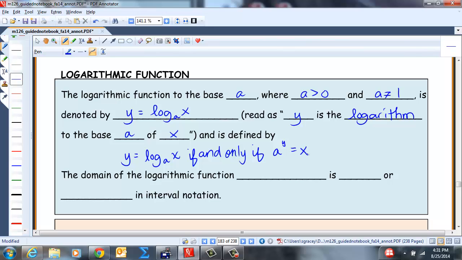So if you have a log expression isolated on one side and a constant on the other, then you're switching it back and forth in these formats, that can be helpful, remembering that a logarithm is an exponent. Okay, so the domain of the logarithmic function y equals log base a of x is x greater than 0. And in interval notation, you do 0 to infinity with parentheses around both.